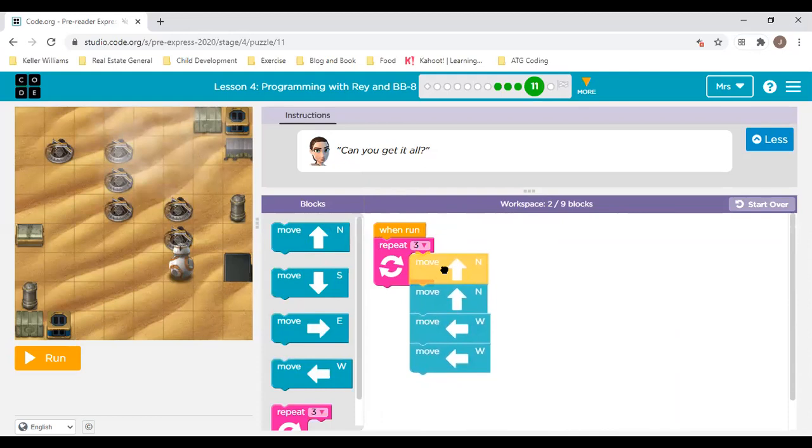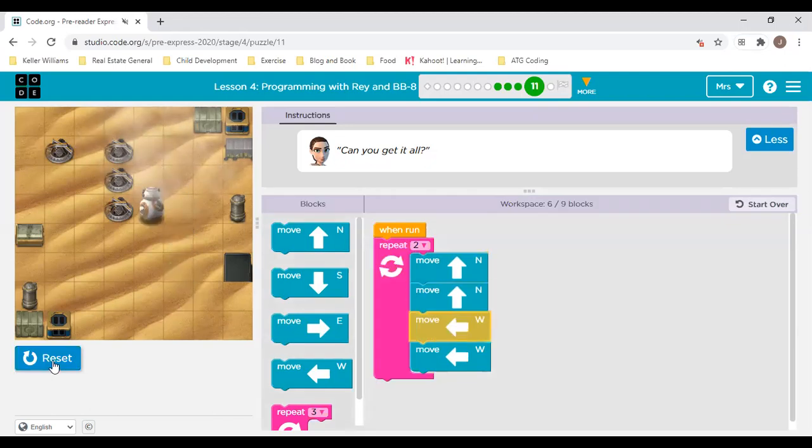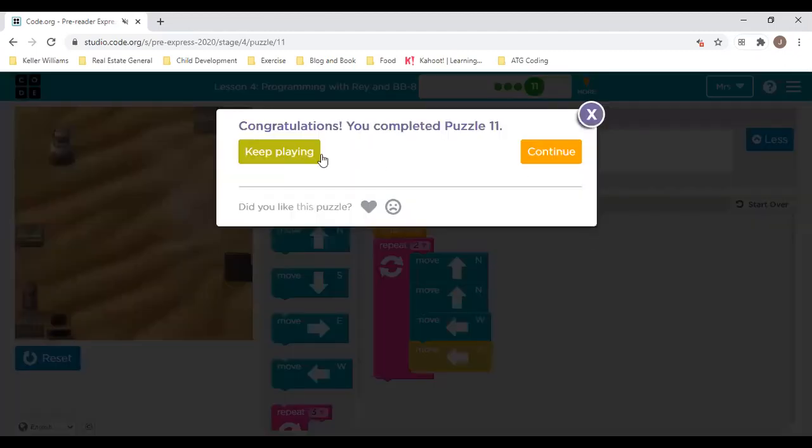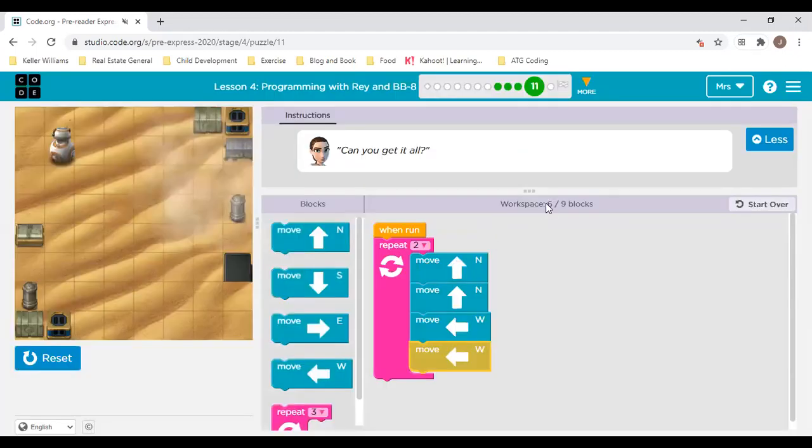Oh, I didn't put it in the repeat block. So do you see north, north, west, west? It does it twice, right? So let's put in a number 2 and see if it runs the same. North, north, west, west, north, north, west, west. There we go. Now we didn't use 9. We only used 6 blocks because we repeated the whole pattern twice.